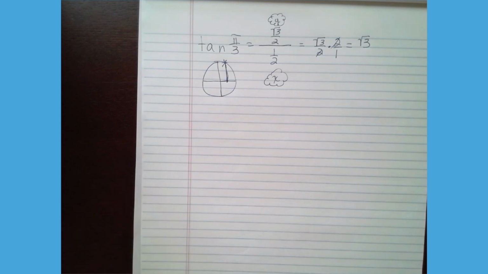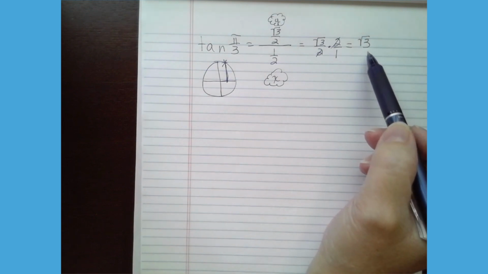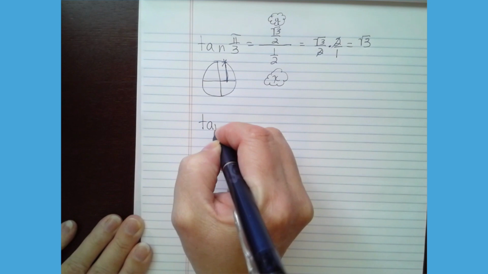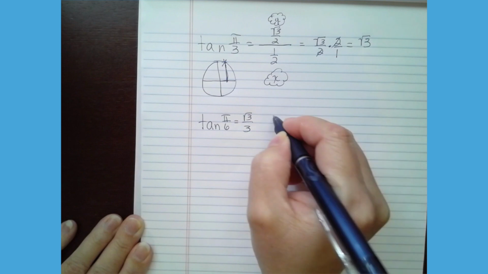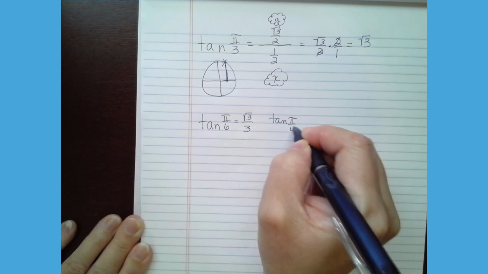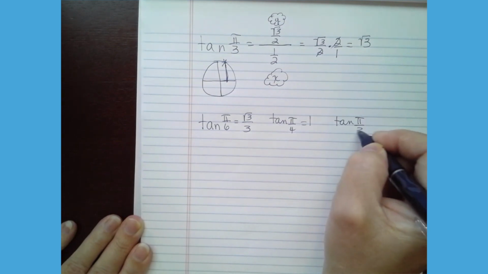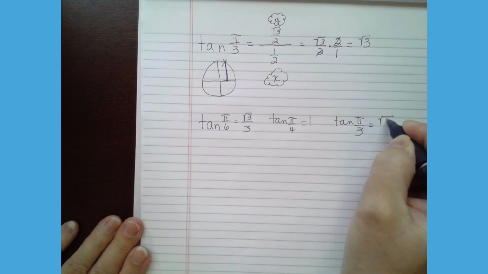Yay! That's so fun. Now here's the great thing. All the other pi 6s, pi 4s, and pi thirds have the same tangent as what we just found in the first quadrant. You just got to figure out the signs to figure out what it is. Okay? So just to put all these together. Tangent of pi 6 is root 3 over 3. Tangent of pi fourths is 1. And tangent of pi thirds is just simply root 3.